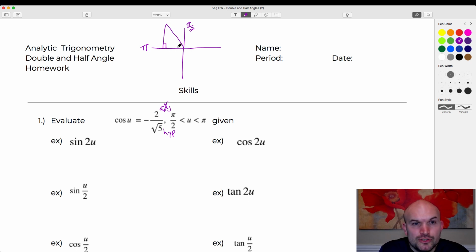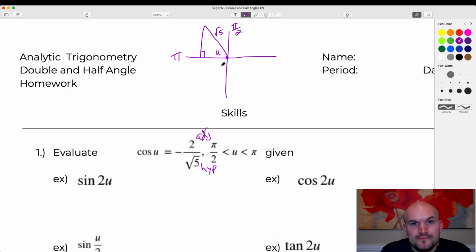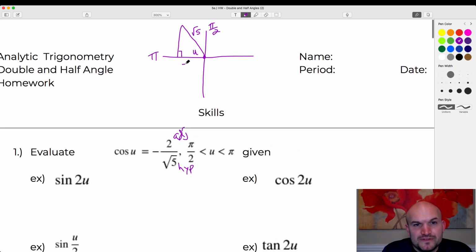We're going to want our u to be our central angle, also referred to as our reference angle in there. Our hypotenuse is always positive, so the negative's not going to go there. So that'd be square root of 5. Let's actually maybe zoom in there. And then this would be your -2.